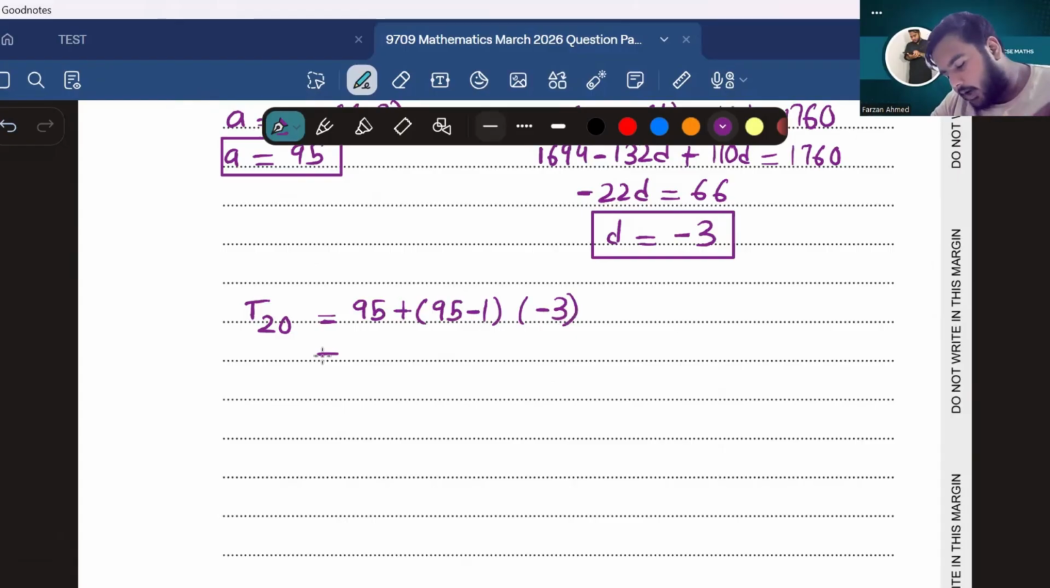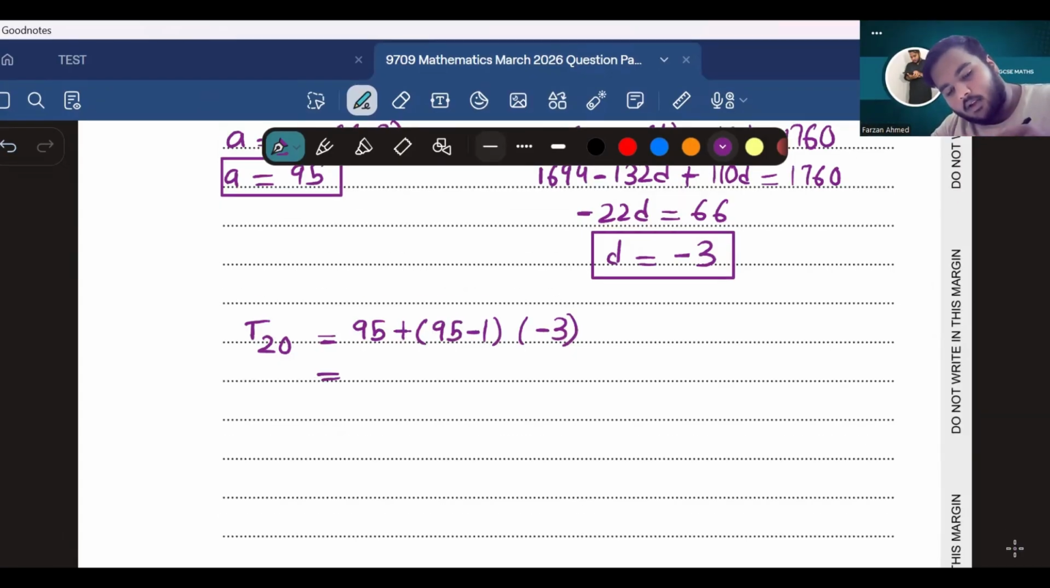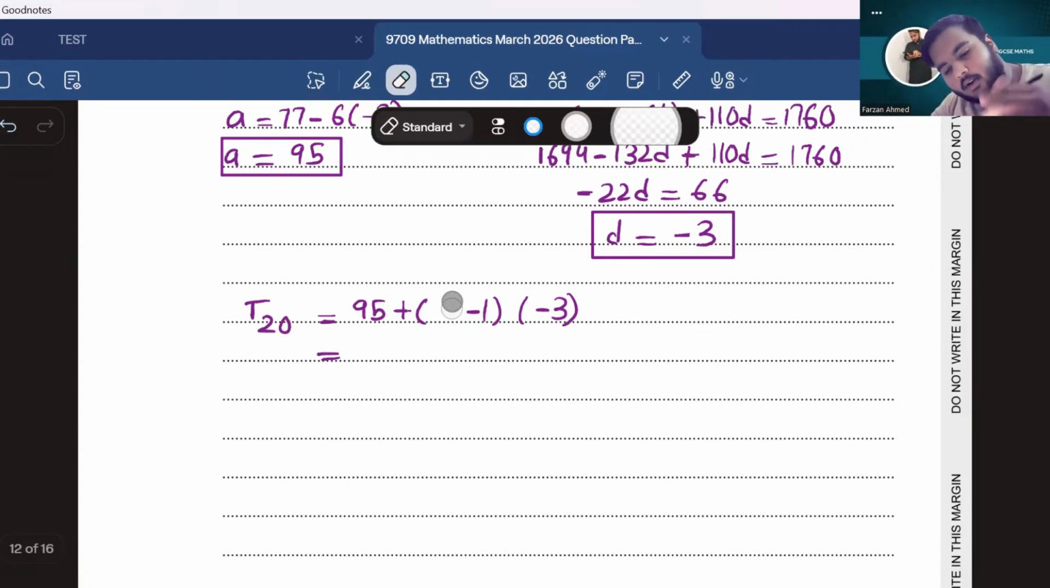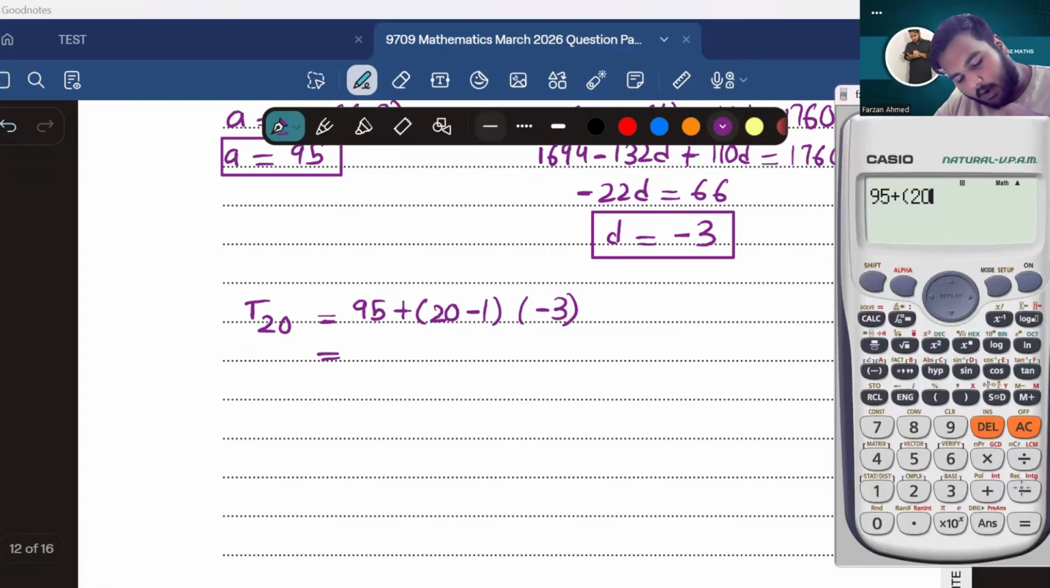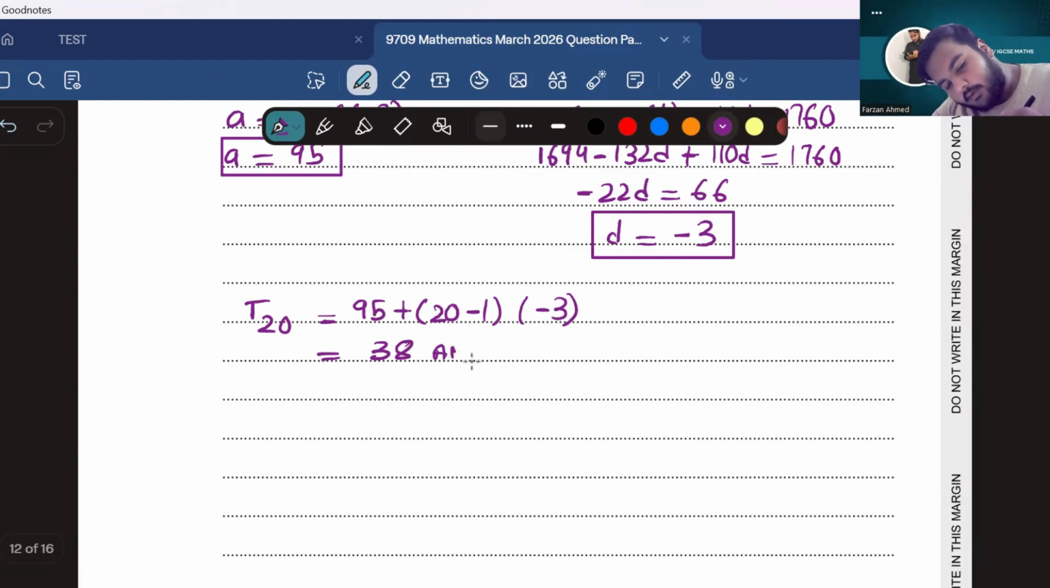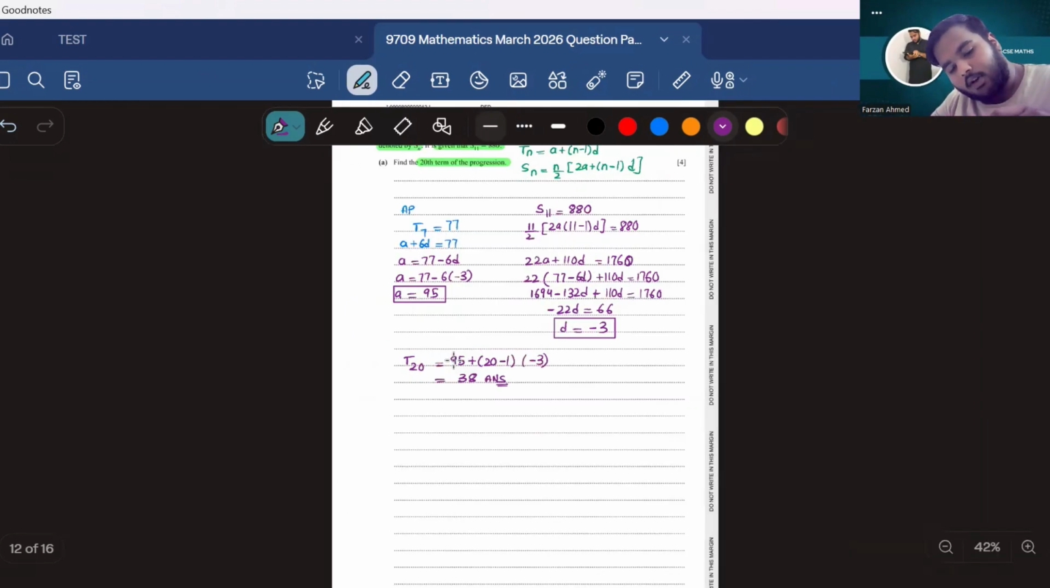So with the help of the calculator, n minus 1, my bad, 20 minus 1. So 95 plus bracket 20 minus 1 into minus 3. So the answer we got is positive 38 for T20. So we got the answer, which is 38.